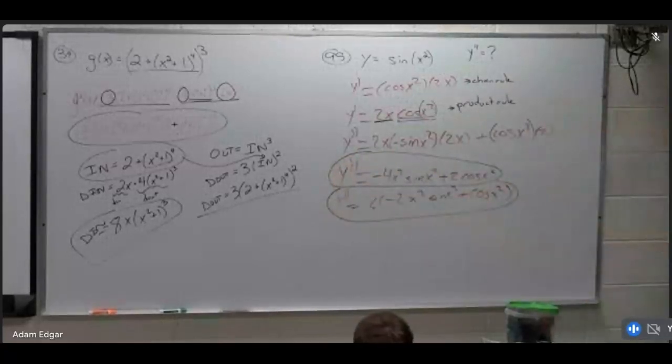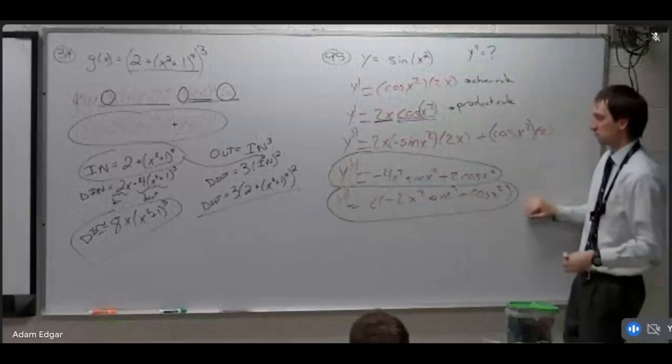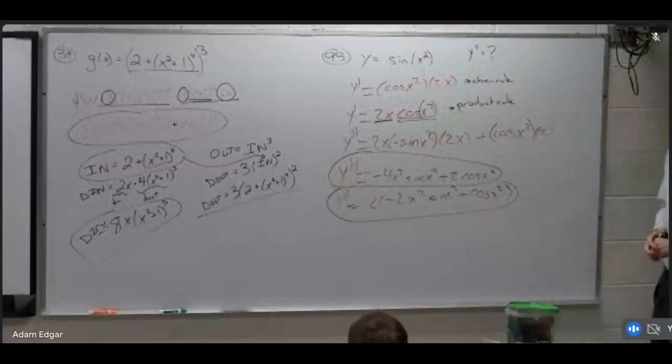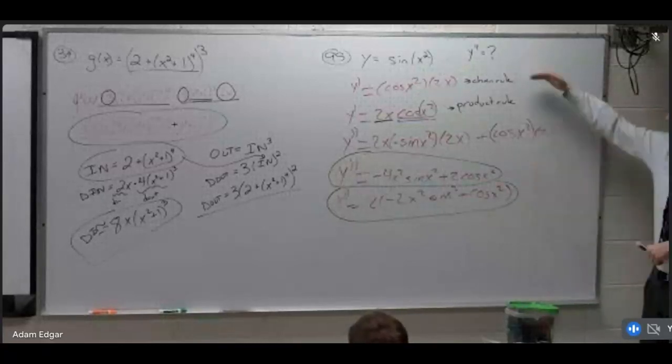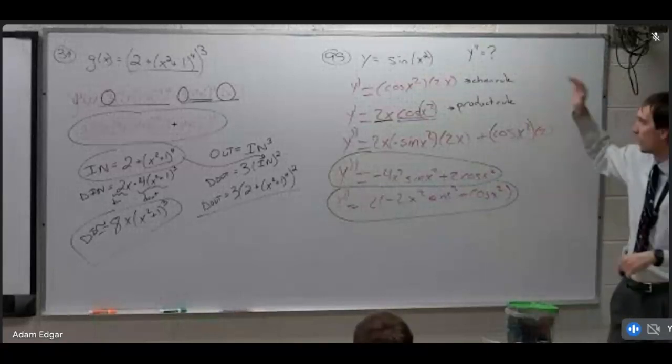You don't really need to pull out the 2. There's nothing really to be gained from doing that, but it never hurts to factor. So that's getting your second derivative. You get your first derivative, and then you differentiate that thing to get your second derivative. Any follow-up on 95?